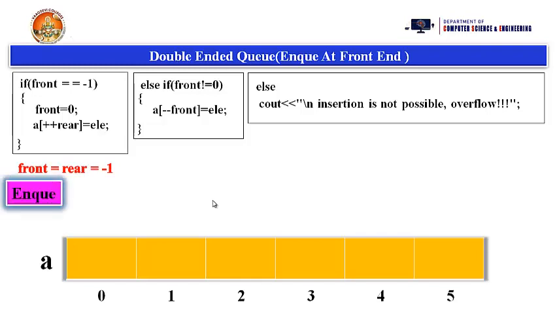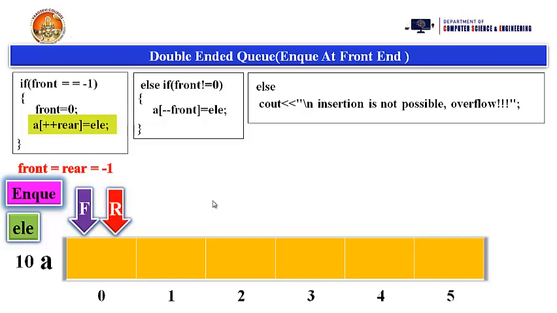Now suppose I want to enqueue the element 10, so we need to follow the code. If front equal -1, so what is the front value? -1 only. So the condition is satisfied, and we need to follow the if statements. Front equals 0 means we set the front value to the 0th index position. The next statement, A of ++rear equal to ELE, means we increment the rear value, and at that particular position we insert the value ELE. So we point the rear to the 0th location, and the value 10 will be inserted at this particular position.